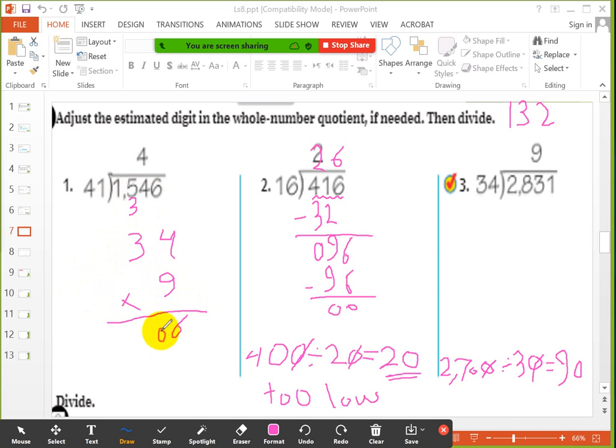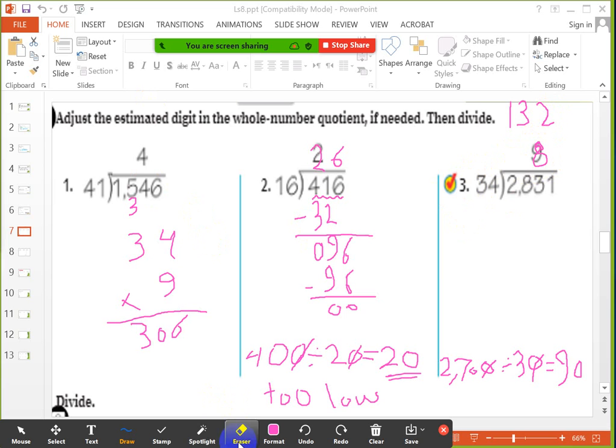So look, the number is what? 306. It's greater than 283. So I can't use 9 because look, if I multiply, the answer will be 306. So it's greater than this number. I can't subtract 306 from 283. So I can't use 9. I will use what? 8. I will use 8.